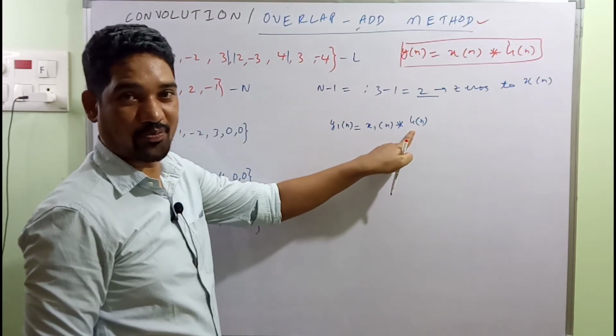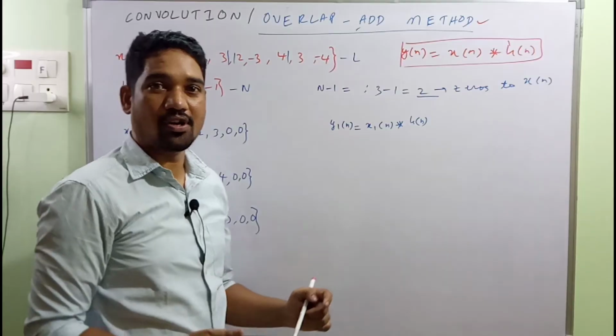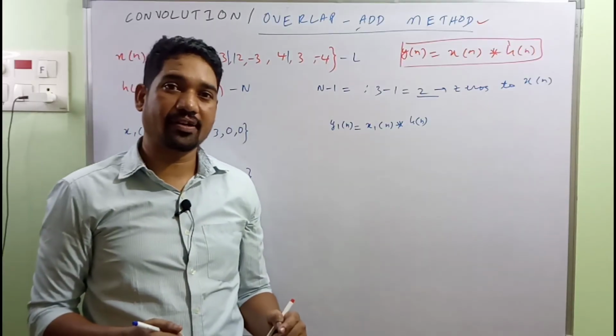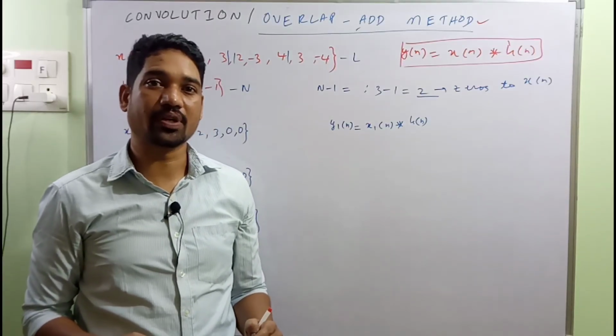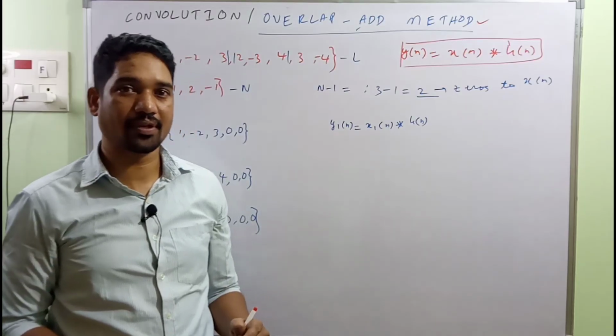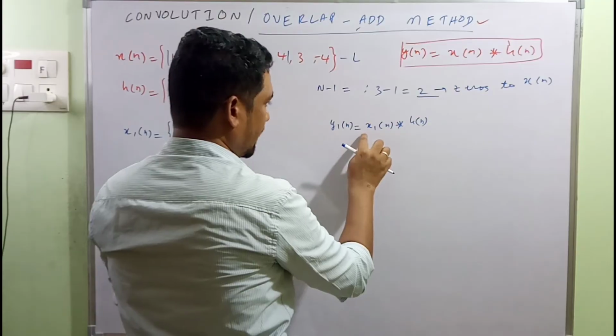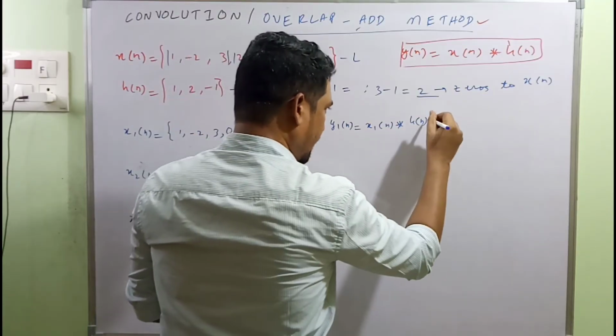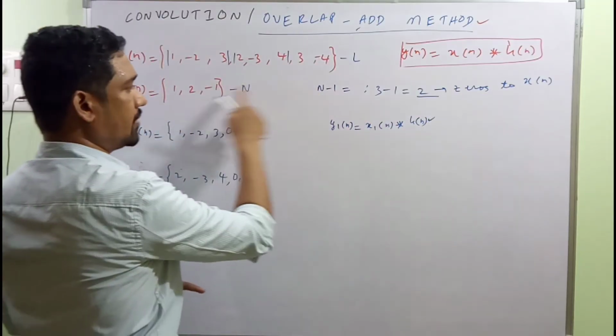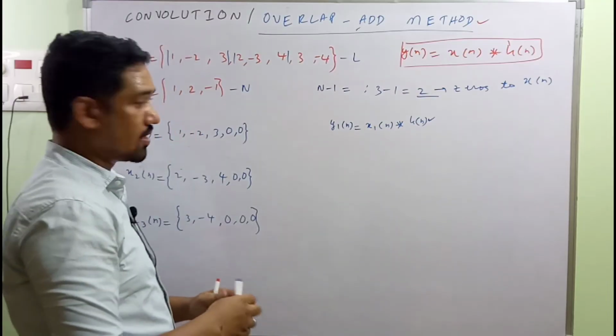We have a lot of procedures to evaluate the convolution, one being very convenient, the matrix method. It will be easy for a beginner, don't worry. So y of n will be x1 convolution with h of n. So we need h of n. This isn't the h of n we make use of in the convolution process.